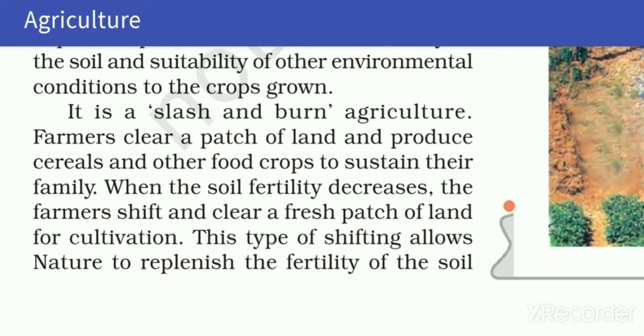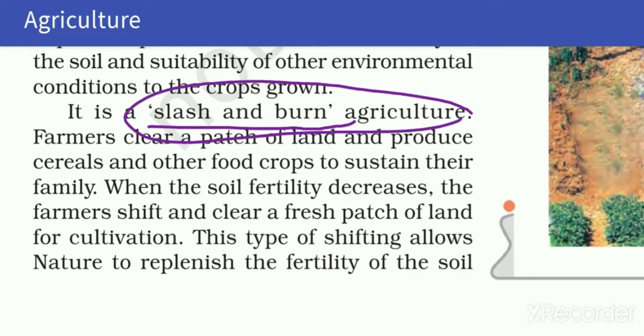Primitive subsistence farming is also known as slash and burn agriculture. In this type of farming, farmers clear a patch of land and produce cereals and other food crops to sustain their family. And when the soil fertility decreases, then the farmers shift from that place and move to another fresh patch of land, where he repeats the same processes.